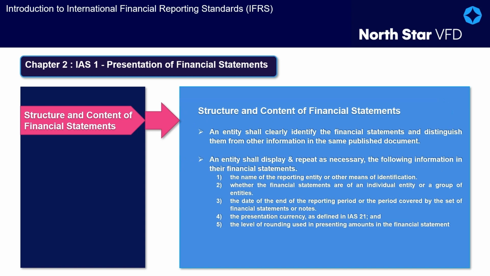1. The name of the reporting entity or other means of identification, and any change in that information from the end of the preceding reporting period. 2. Whether the financial statements are of an individual entity or a group of entities. In other words, financial statements should identify whether they are consolidated or standalone. 3. The date of the end of the reporting period or the period covered by the set of financial statements or notes. 4. The presentation currency, as defined in IAS 21. 5. The level of rounding used in presenting amounts in the financial statements.